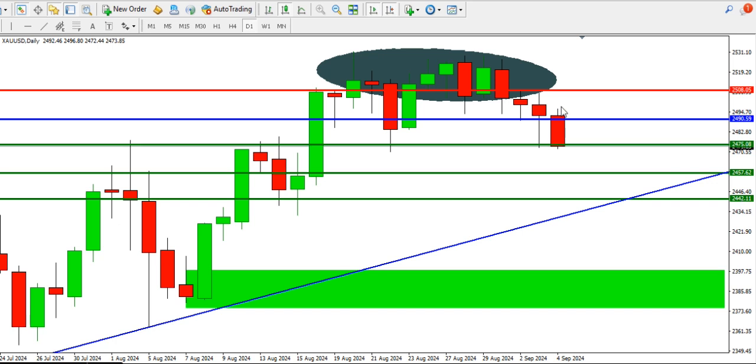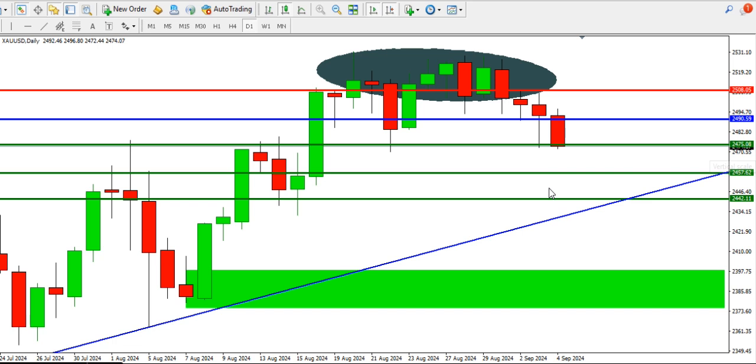Now price opened above the pivot line and has crossed below the pivot line to test the first support, which is at 2475.08. This was initially tested yesterday. This is yesterday's candlestick, which was initially tested and price pulled back. Now price has broken that level and is targeting the next level, which is at 2457.62.